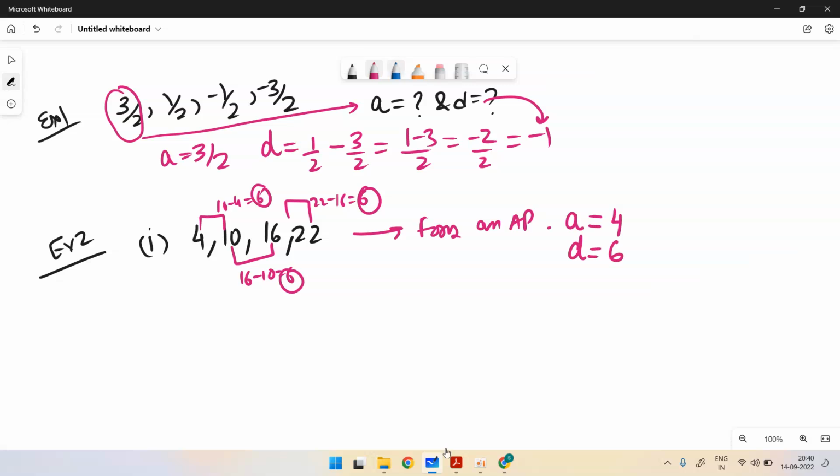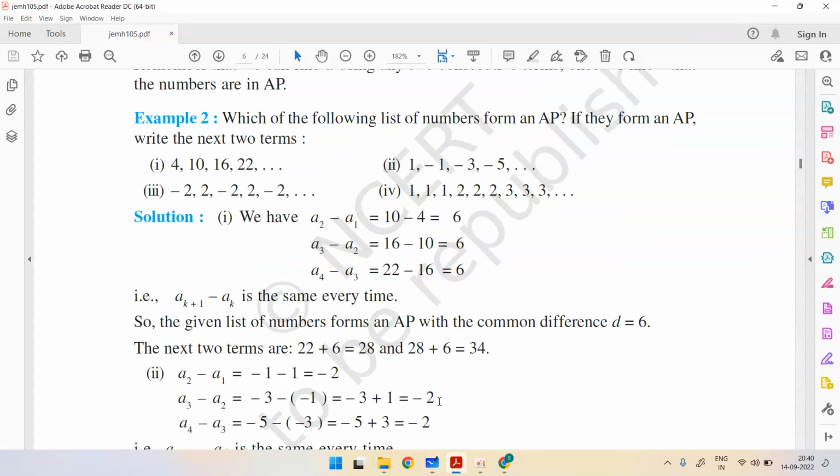Now he says that you need to find the next two terms. So the next two terms will be plus D. This is 22 plus 6 is 28, and plus 6 again is 34. The next two terms are 28 and 34.